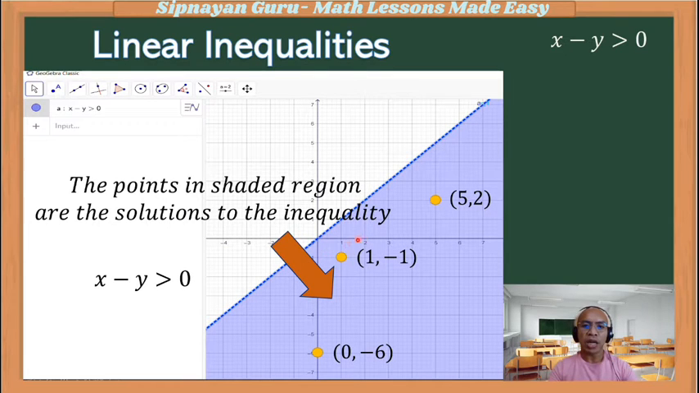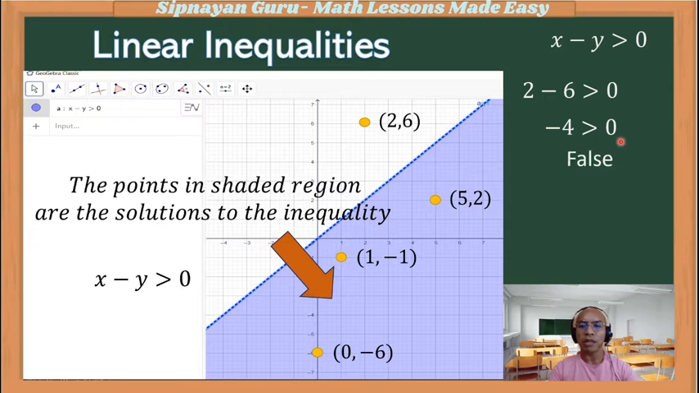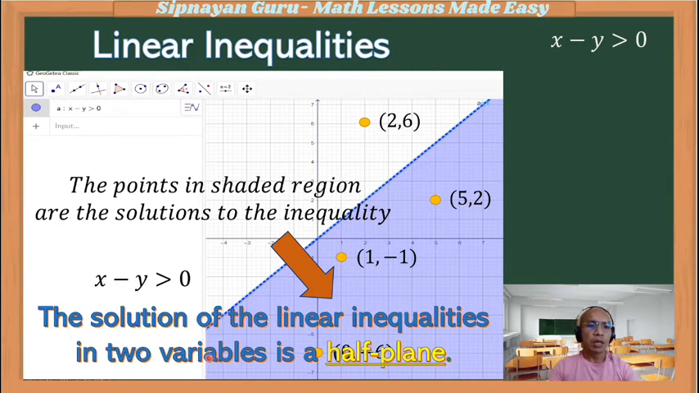Let's check a point outside this shaded region. For example, we have (2, 6). Let's plug it into the given inequality. x is 2, minus 6, greater than 0? 2 minus 6 is negative 4, and negative 4 is less than 0, so therefore this inequality is false. In other words, all the points found in this unshaded region are not solutions to this given inequality. So the solution of a linear inequality in two variables is a half plane.